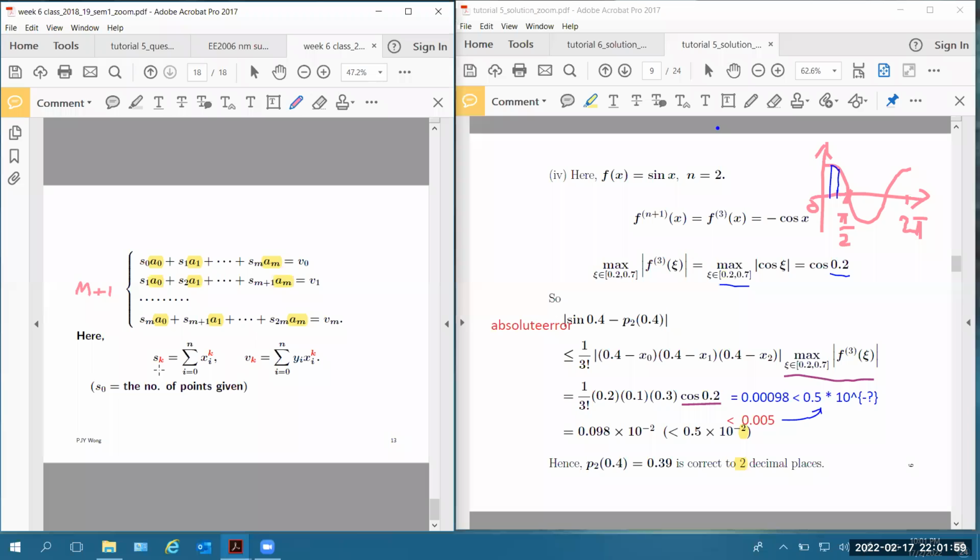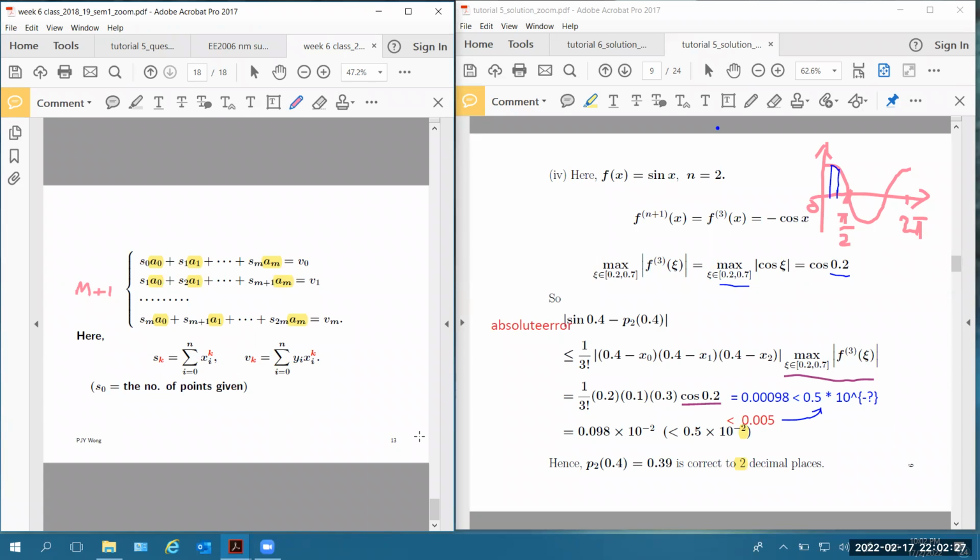Actually, SK has the meaning of sum of x power k. Your xi is the x coordinate of every point. You go and power k, then you go and sum up. And then bk is a summation of y times x power k, where y is the y coordinate and x is the x coordinate. So these are your sk and your bk.